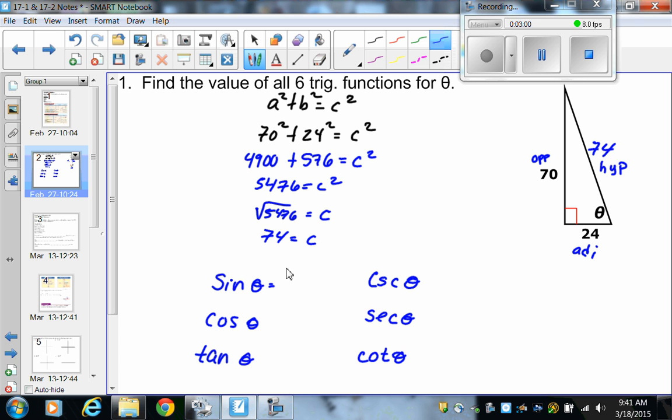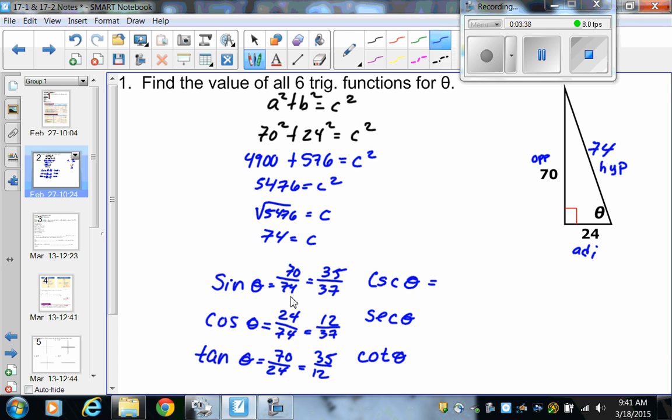So sine is opposite over hypotenuse, so that's going to be 70 over 74, and you always need to reduce your answer, so this reduces down to 35 over 37. Cosine is adjacent, which is 24, over hypotenuse, which reduces to 12 over 37. And tangent is opposite over adjacent, which reduces to 35 over 12.